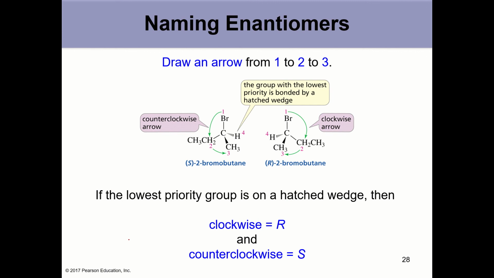If the lowest priority group is on a hatched wedge, then R is clockwise and S is counterclockwise. So moving from 1 to 2 to 3 and determining clockwise and counterclockwise is only valid when hydrogen is on a hatched wedge. That is the convention. If you have a perspective formula, your lowest priority group must be on the hatched wedge. Not just hydrogen, but whatever the lowest priority group is.